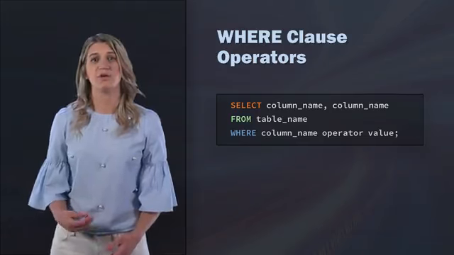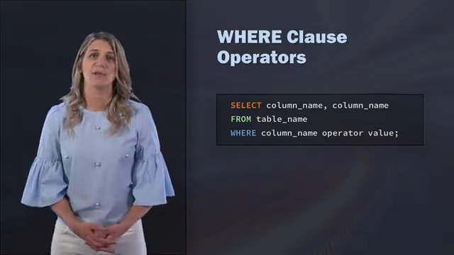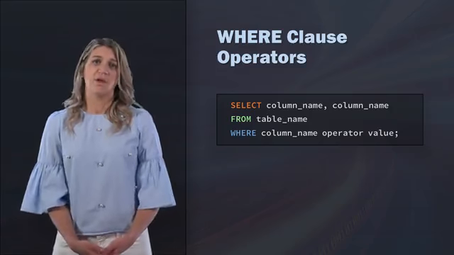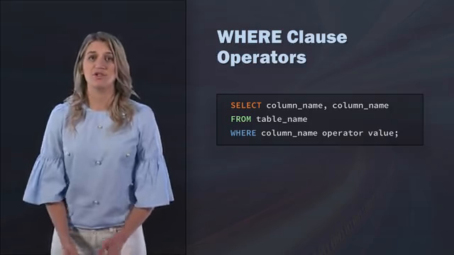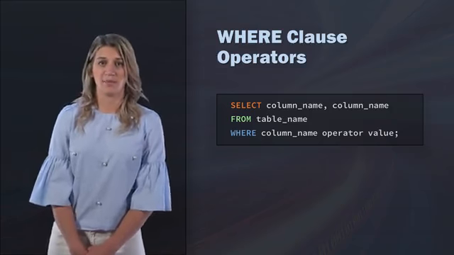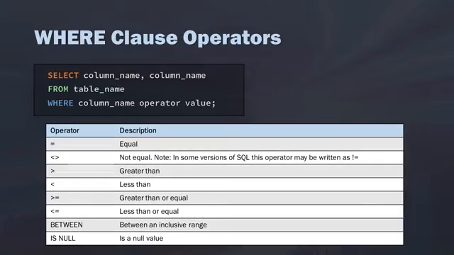To do this, we use what's called the where clause. The where clause comes after we use our select and from. You have to select your columns and then choose which table you want the columns from. And then you add where, along with your column name, operator, and value. There are a couple different operators that you could use. You could use equals, not equals, greater than, less than, greater than or equal to, less than or equal to, between, and is null. We're going to go through a couple applications and examples of each of these operators.